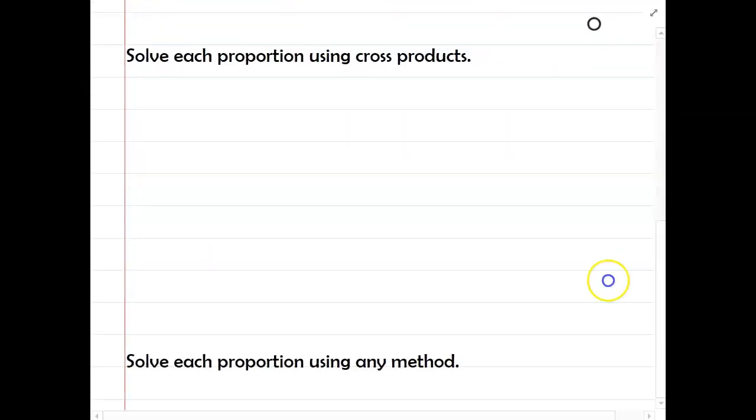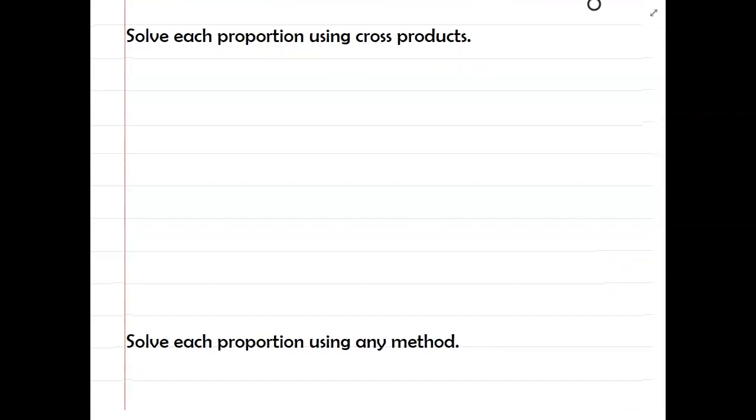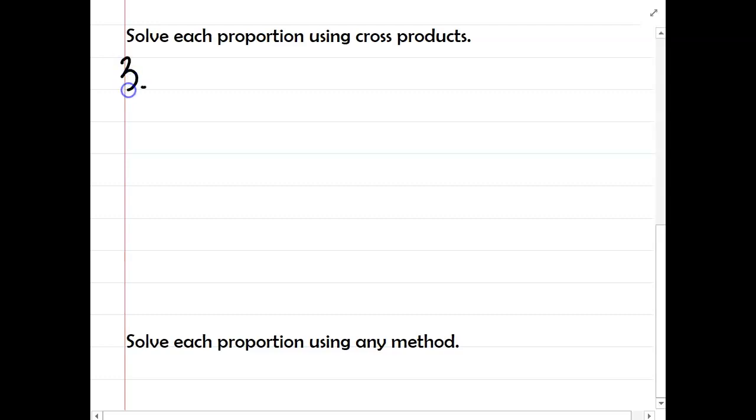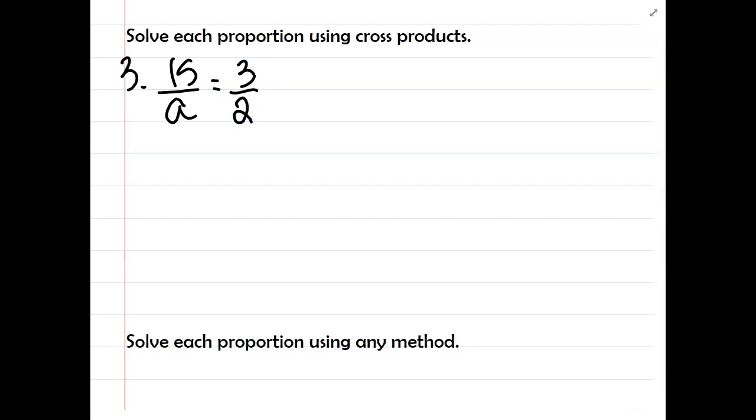Okay? Now, like I said, the rest of them, they're either going to tell you, hey, solve using the cross products method, or like down here, they're going to say solve using any method, but you're going to have to use the cross product method. So let's look at number 3. Number 3 says 15 over a equals 3 over 2.